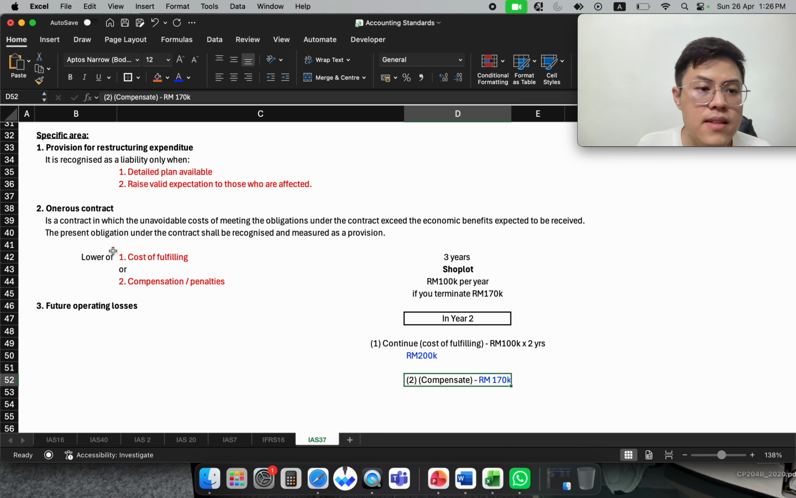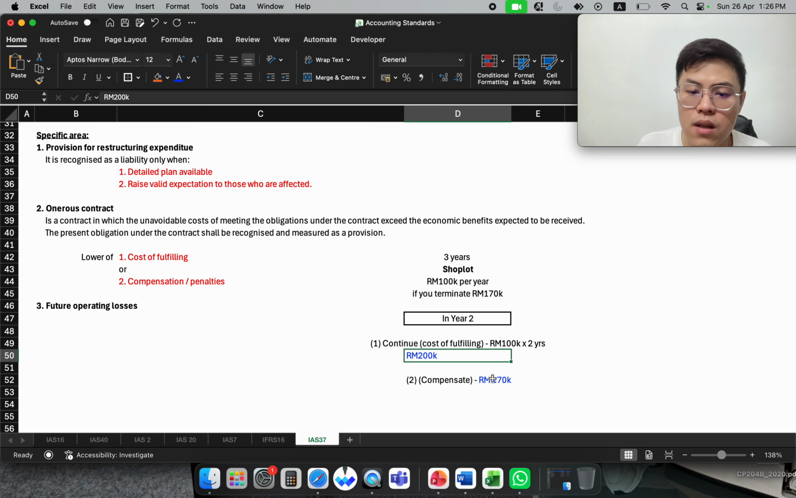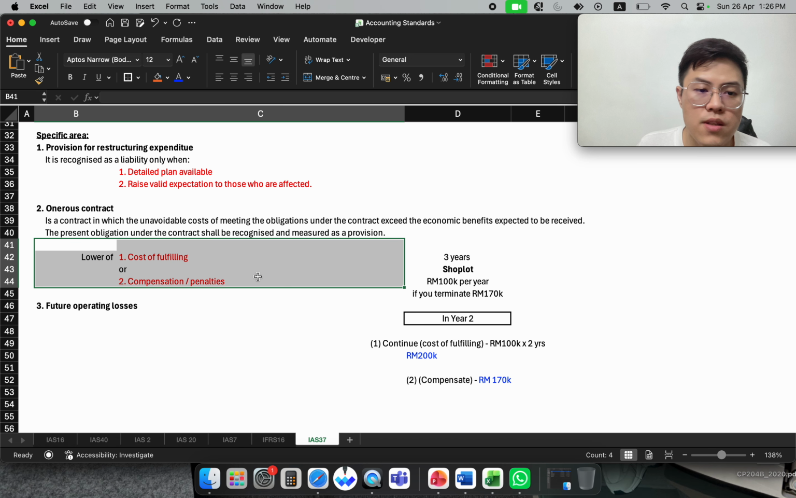Therefore, IAS 37 on onerous contracts tells you that when you want to recognize these onerous contract provisions, we are going to record the lowest between the cost of fulfilling or compensating, because this is what the business owner will do, and this is the valuation.